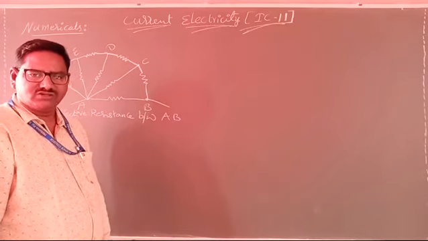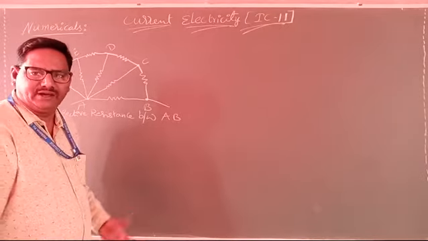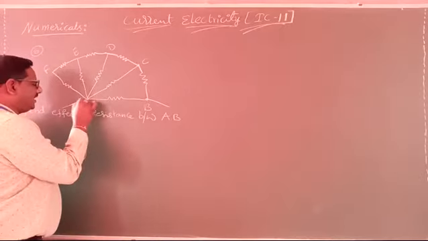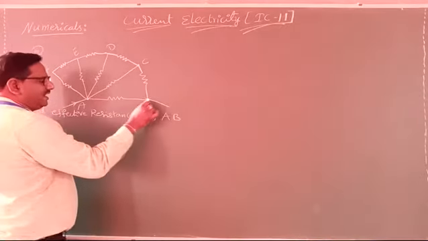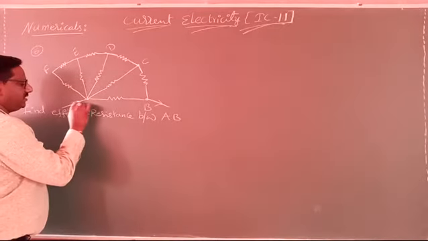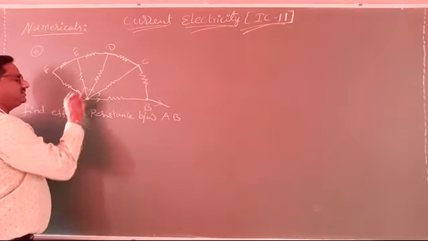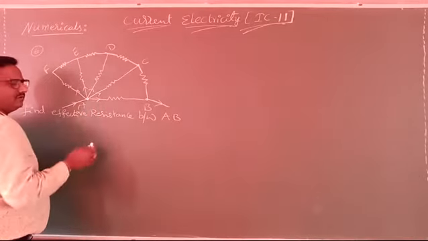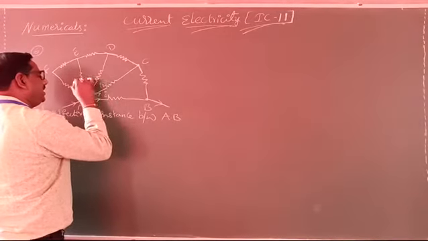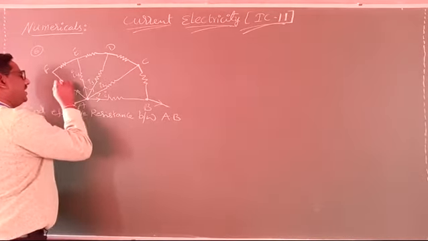In that, we need to pass the current from point A and the current will come out from point B. Now I will pass the current here. This will end at this point. Now see here, at the A junction, the current will be split into 5 branches: 1, 2, 3, 4, 5. So here I will write I1, I2, I3, I4 and here I5.